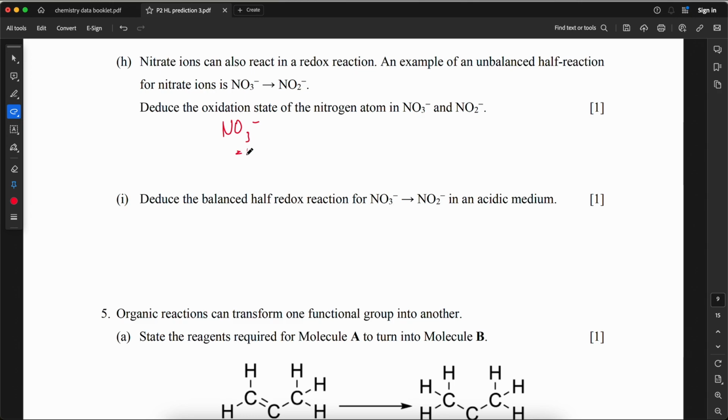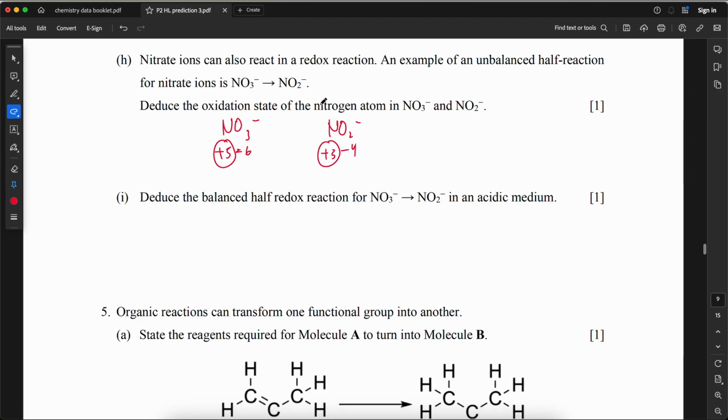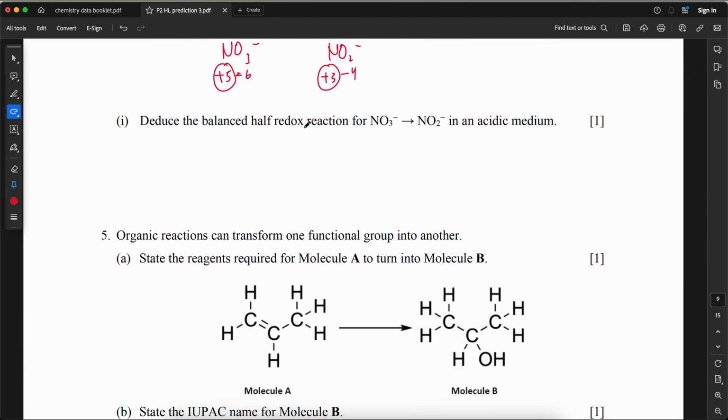NO3-, so this is negative 6 because negative 2 times 3, and the total should be equal to negative 1, so N will be plus 5. NO2-, so this is negative 4 because O is negative 2 times 2, and this should be equal to negative 1, so N is plus 3. Deduce the balanced half redox reaction.